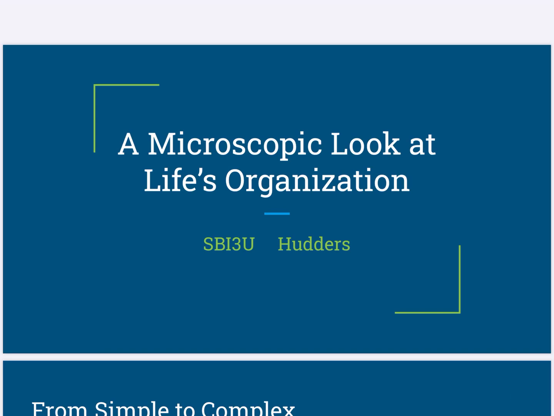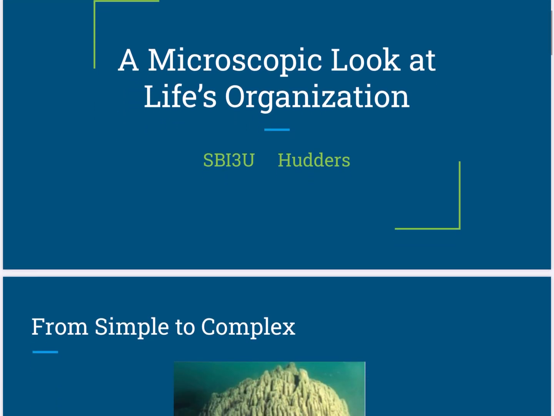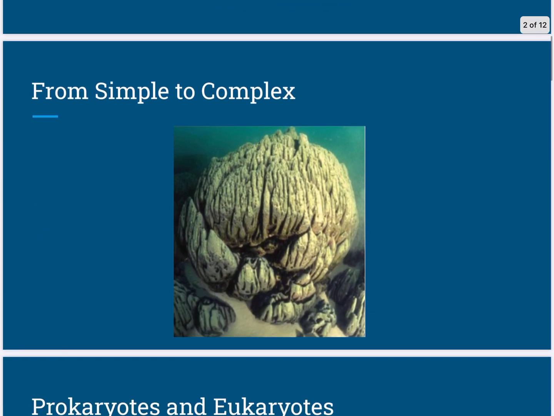Hey guys, so we're starting chapter 2. We're going to look more at what it looks like when things are microscopic. We've been talking about the things that we can see, like beetles and snakes and wolves, and looking at them, but what about the things that are harder to see or not visible at all to our eye? So we're going to talk about how the simple can actually become complex.